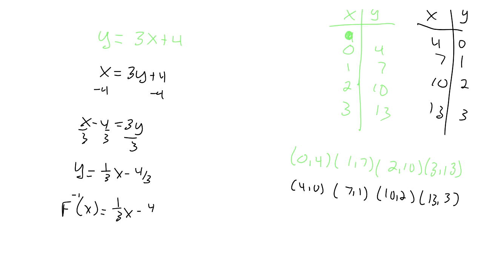All right, so let's take a value. Let's put 4 in here. If I put 4 in there, 1/3 times 4 gives me 4/3, minus 4/3 is 0. It works. If I put 7 in here, that would be 7/3 minus 4/3, which is equal to 3/3, which is 1. It works.